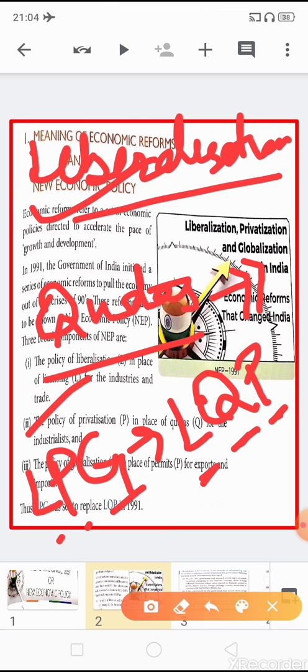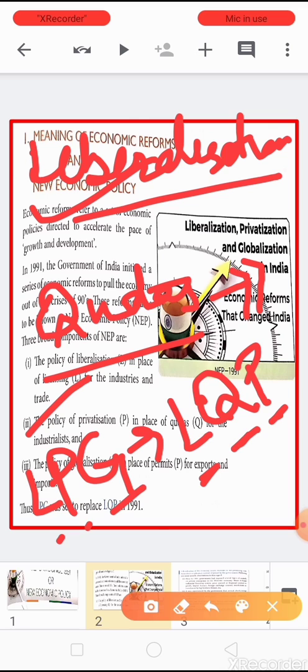So the new economic policies were announced in July 1991, and it consisted of a wide range of economic reforms. The main aim of this economic policy was to create a more competitive environment in the economy and remove the barriers to entry and growth of the firms. Therefore, the new economic policies can be broadly categorized into two kinds of measures. The first one is stabilization measures, and the second one is structural reform measures.